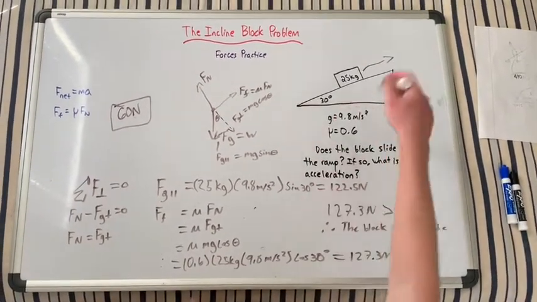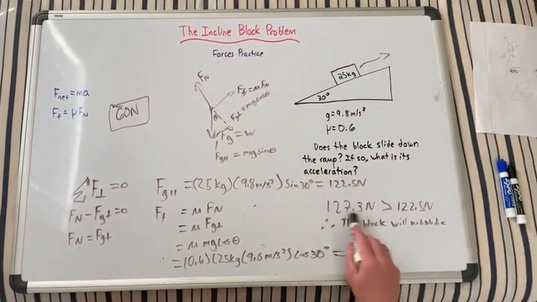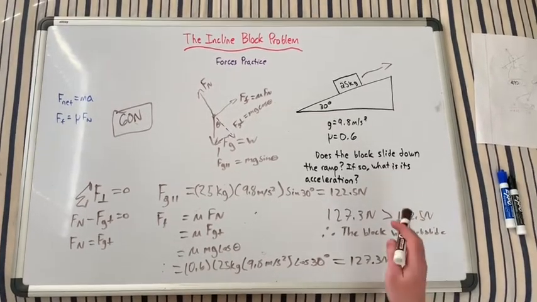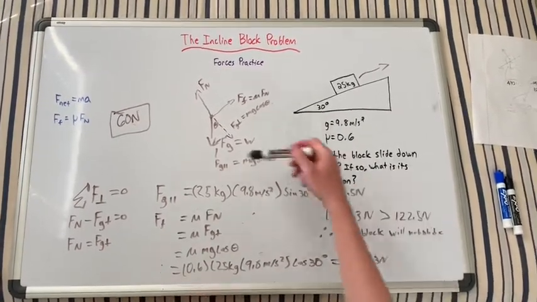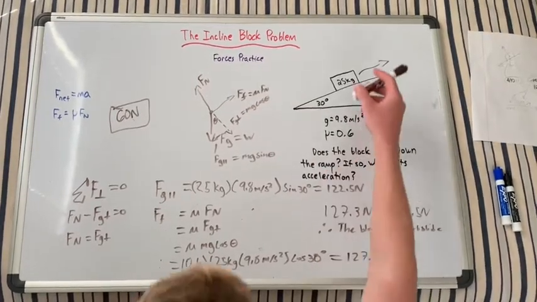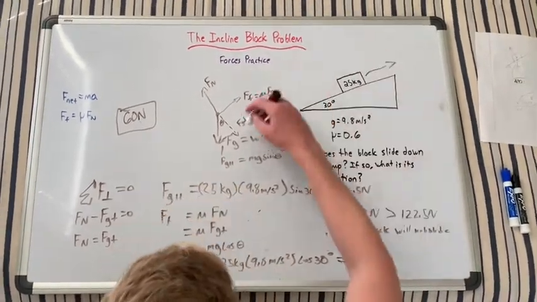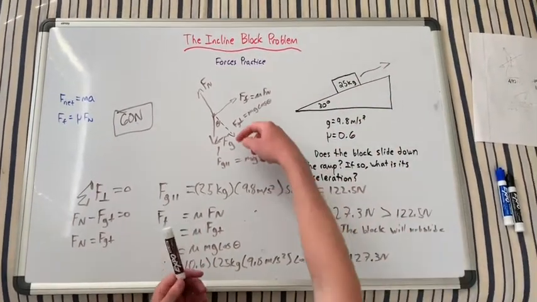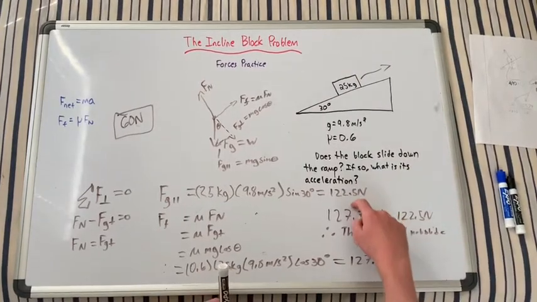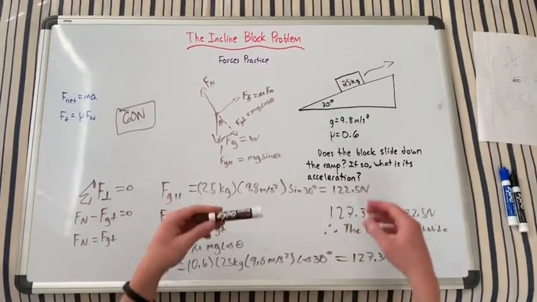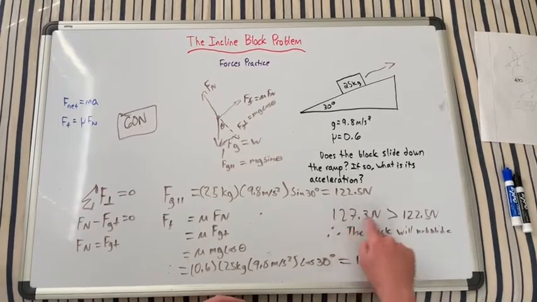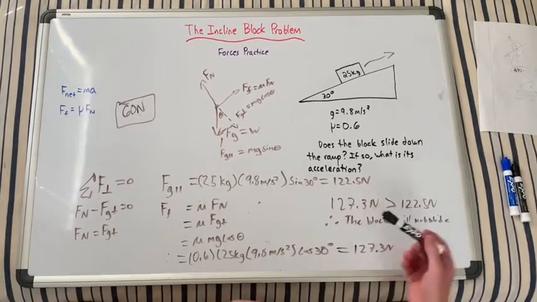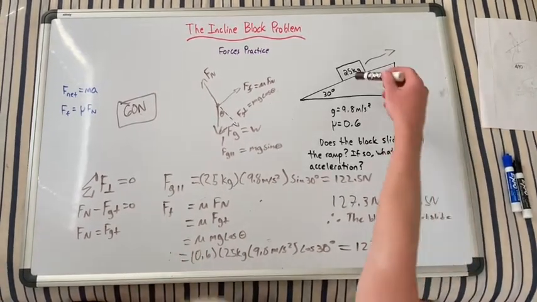So in the case of this block problem, 127 newtons for the force of friction indicates that that is the maximum force of friction. Now, because the maximum force of friction is greater than the force due to gravity, it means that the friction will match the gravitational force, therefore the block won't move. If we had a force due to gravity that was greater than the force of friction, it would mean that friction would only oppose the block's motion up to 127.3 newtons. And then after that, it would not oppose the motion and the block would ultimately slide down.